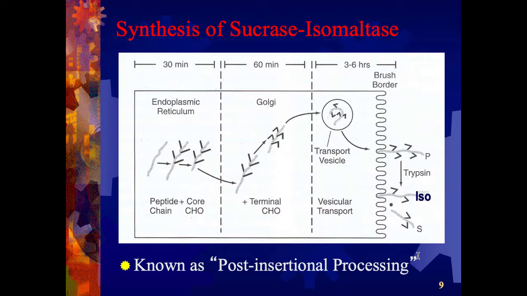Trypsin cleaves the precursor into the 2 active enzymes. What? Sucrase and isomaltase. And I think maybe when I pulled this, I probably scanned this. Probably didn't have a digital form of this. This line right here should still be attached to the brush border.